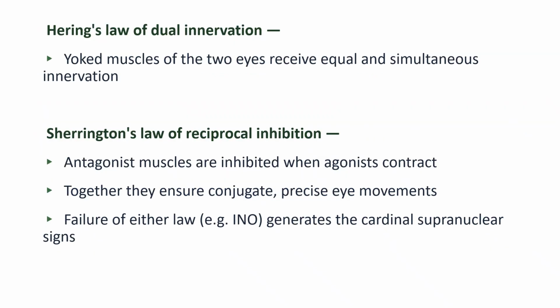We should also remember the two important laws. 1. Herring's law of dual innervation. The yoked muscles of the two eyes receive equal and simultaneous innervation. 2. Sherrington's law of reciprocal inhibition. Antagonist muscles are inhibited when agonists contract. Together, they ensure conjugate precise eye movements. The failure of either law, as it occurs in internuclear ophthalmoplegia, generates cardinal nuclear and supranuclear signs.